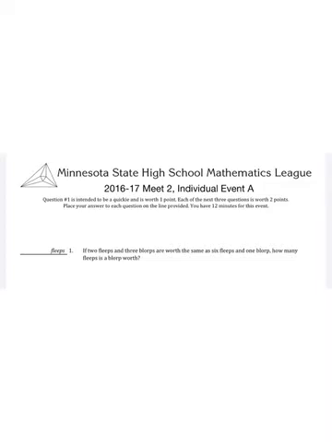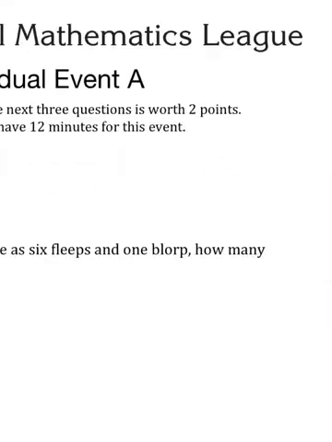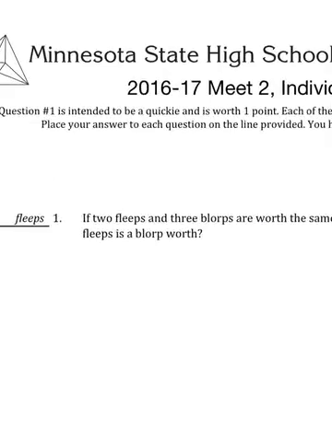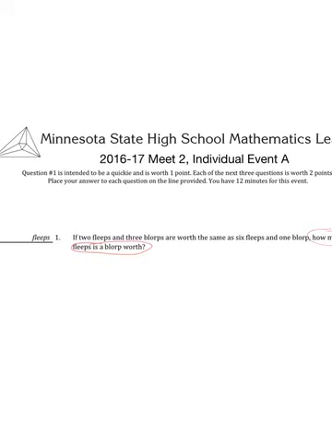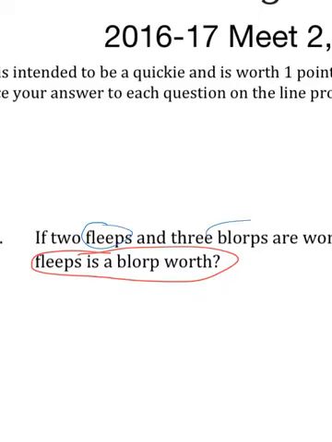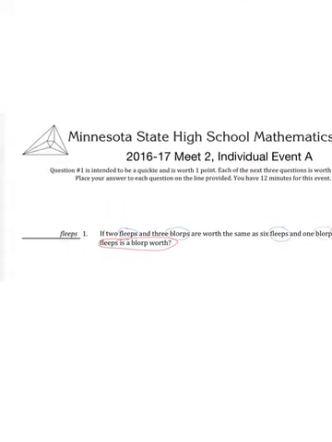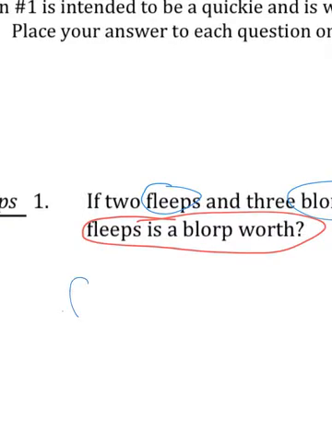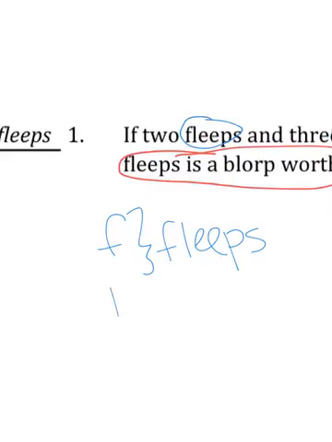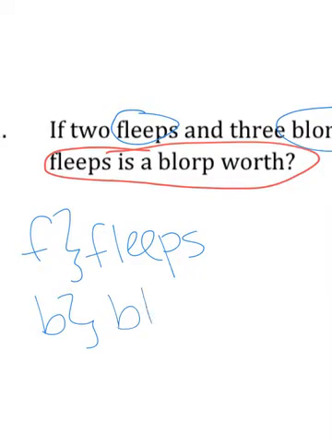The first thing I want to do is identify my objective. And based on the end of this prompt, I can tell that my objective is to find out how many fleeps a blorp is worth. My next step is to identify my variables. By looking at the problem, I can see that fleeps and blorps come up frequently. Because of this, I will use 2 different letters to represent these. Fleeps will be represented by F, and blorps will be represented by the letter B.